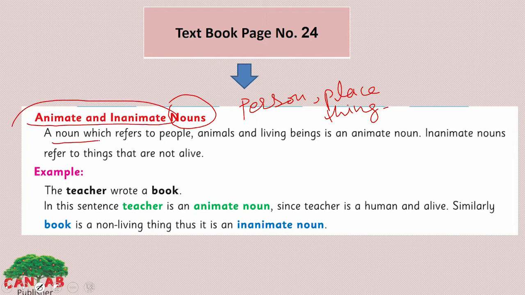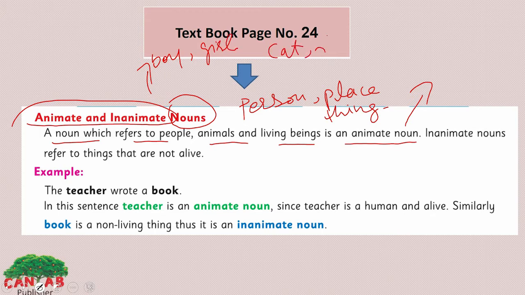A noun which refers to people, animals and living beings is an animate noun. Animate noun refers to those living beings like people and animals, like boy, girl, animals like cat, dog, mouse. These are all the living beings, both animals and people, and these are called animate nouns.